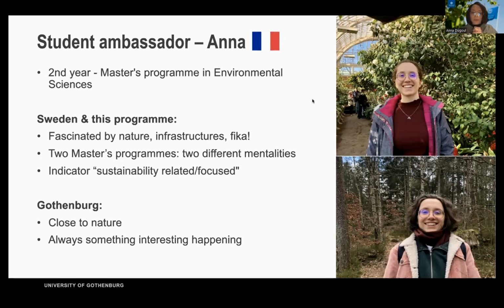Why did I choose Gothenburg? I like Gothenburg because it's really close to nature. We have parks, lakes, a botanical garden with a nature reserve behind it. And there is always something interesting happening here, whether you like to go to festivals, cultural events, or, for example, like me, food events. There is always something to discover here in Gothenburg.